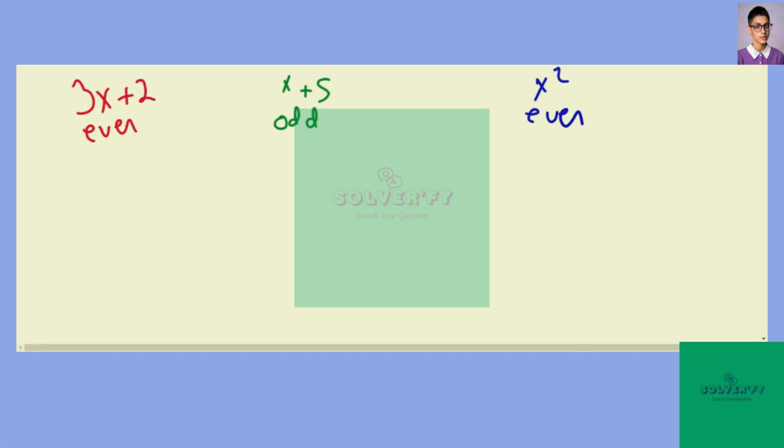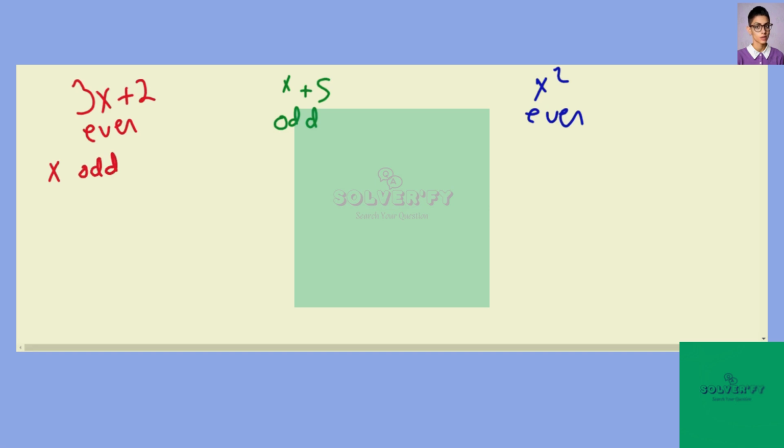So let's start with our first one. 3x plus 2 is even. So let's consider if x is even or odd here. So let's start with x is odd.